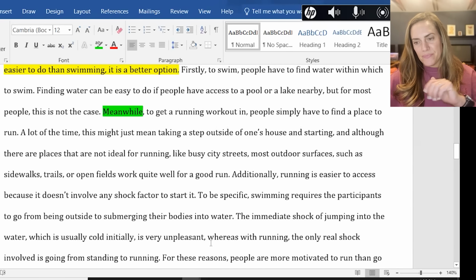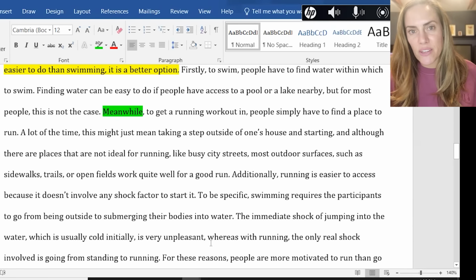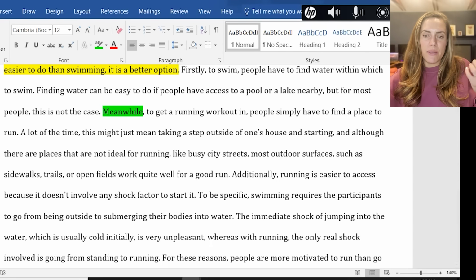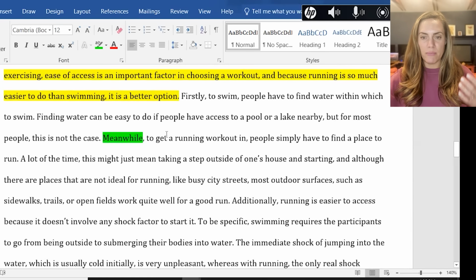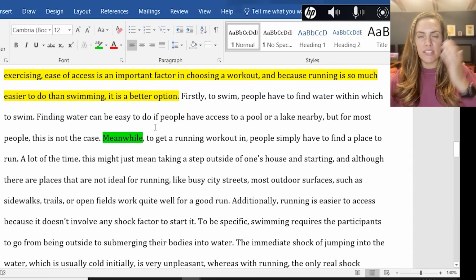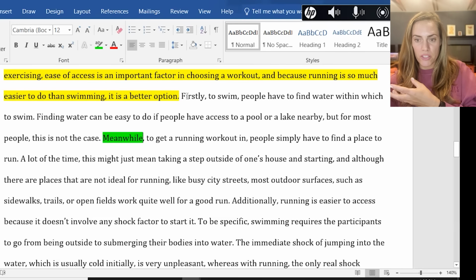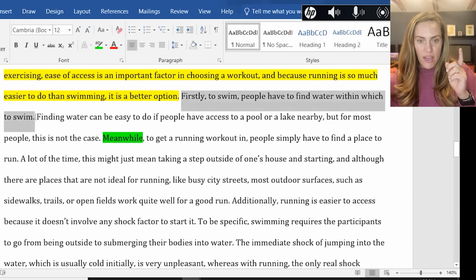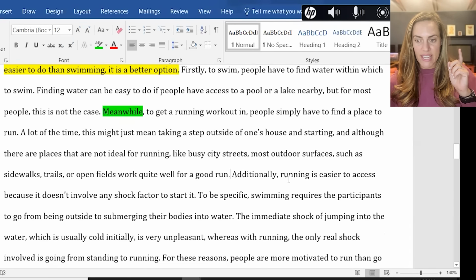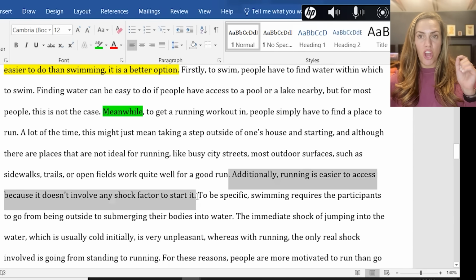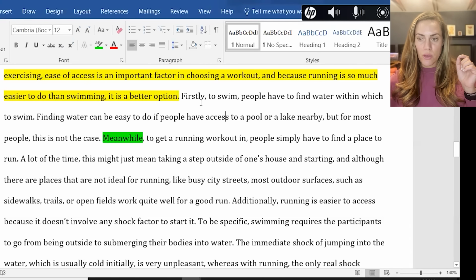All right, now, those probably aren't the most convincing reasons, but it works. I mean, it follows the pattern. I'm saying swimming is harder to access than running, therefore running's better. And the first point I'm making is that running is easier to access because you just have to step outside, whereas swimming, you have to find water. So that's the first point, okay? And then over here, I say additionally, it's easier because there's no shock factor. So I have 2 points, okay?